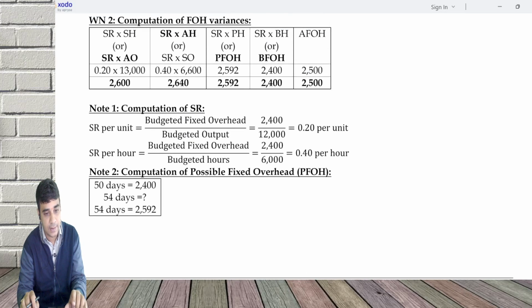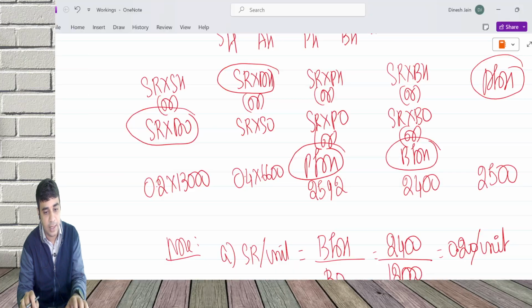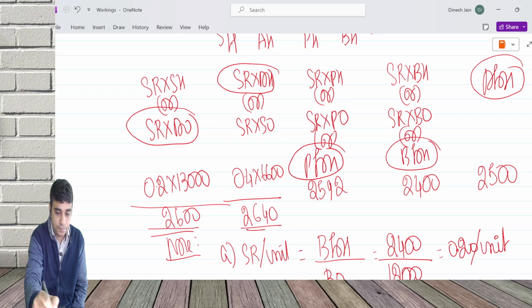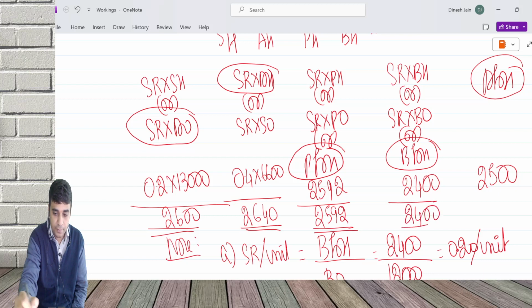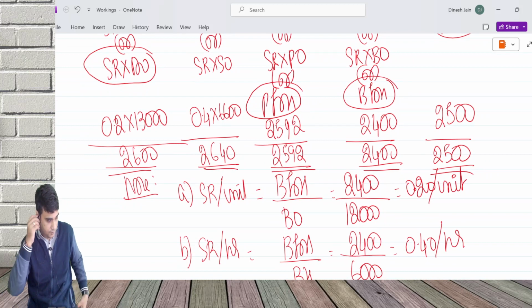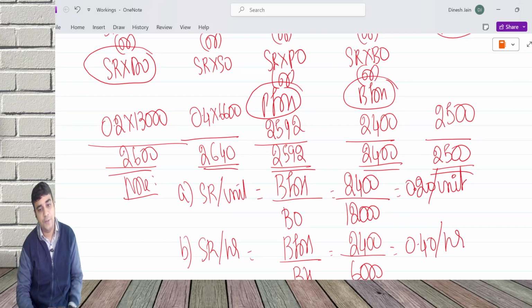Any doubts till this? So I am done with the table. I'll give you some 3-4 minutes. Complete the variances. 2600, 2640, 2592, 2400, 2500. Please apply the formula and close this. If you have a doubt on the formula, go through the chart.